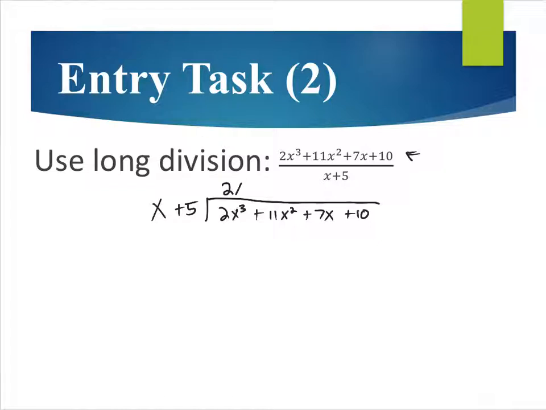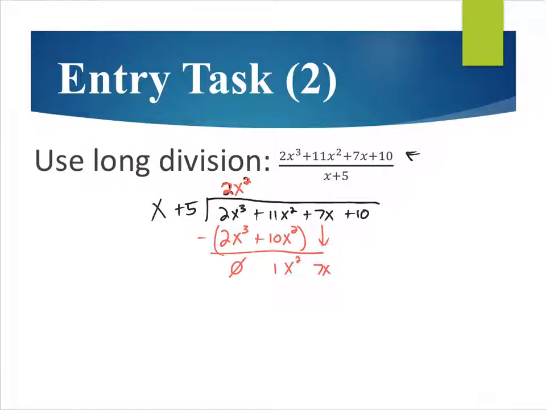2x squared. Maybe I should do this in a different color. 2x squared, because 2x to the power of 3, 2 times 5 is 10x squared. I subtract: 2x cubed minus 2x cubed is 0. 11x squared minus 10x squared is 1x squared. And I bring the next thing down.